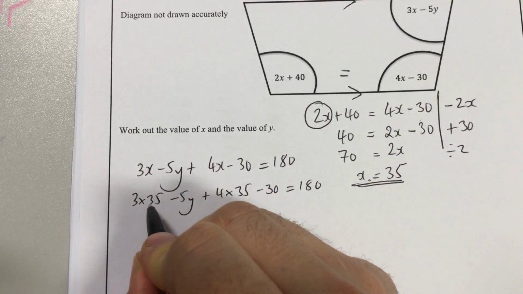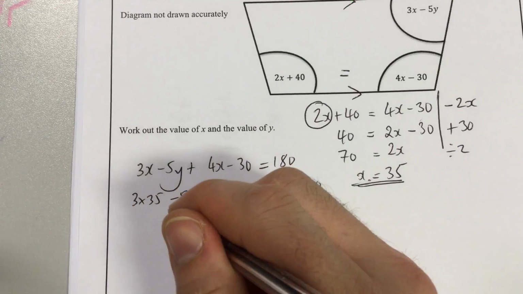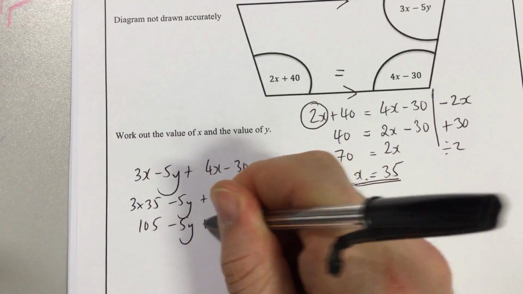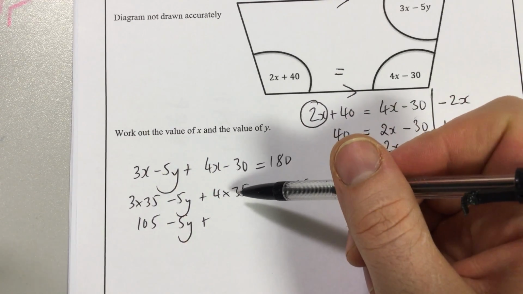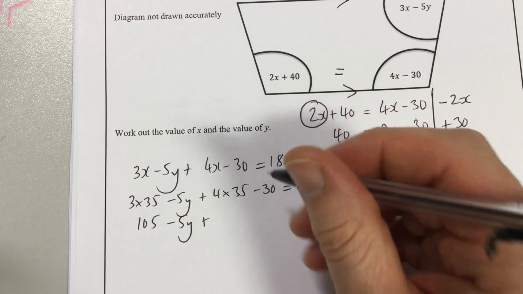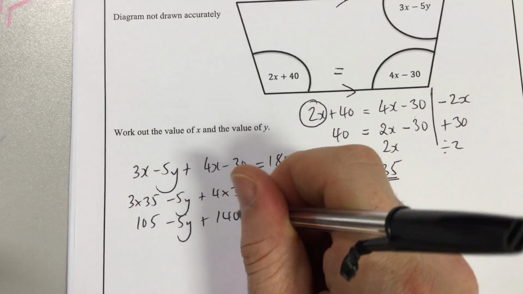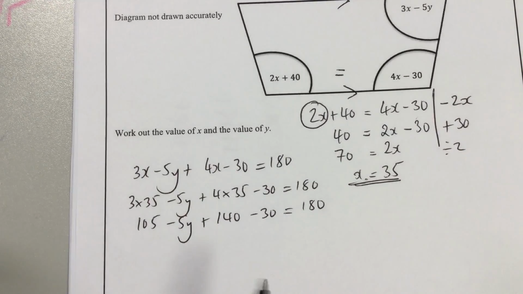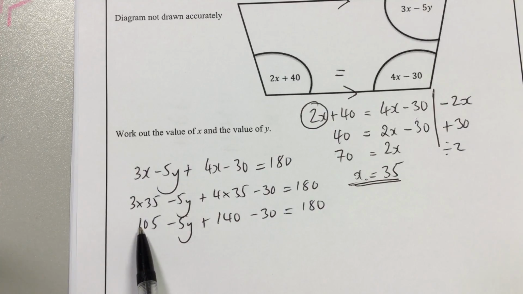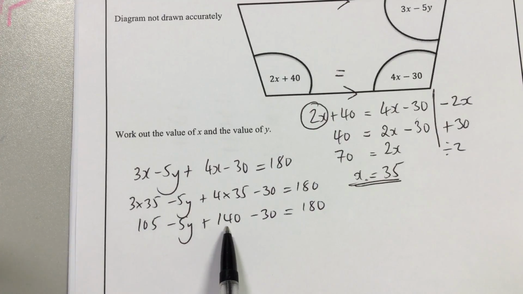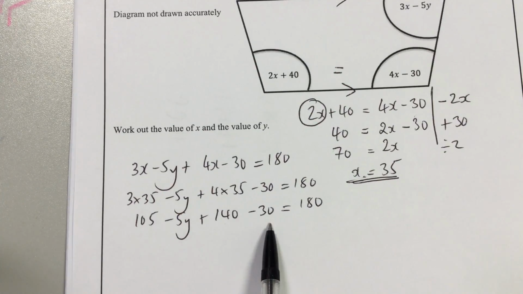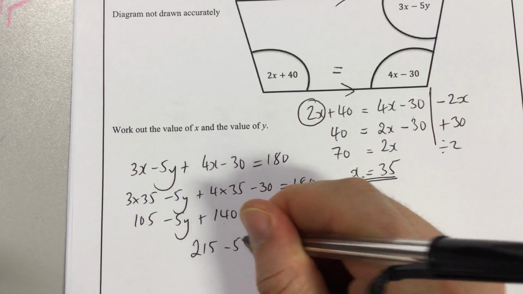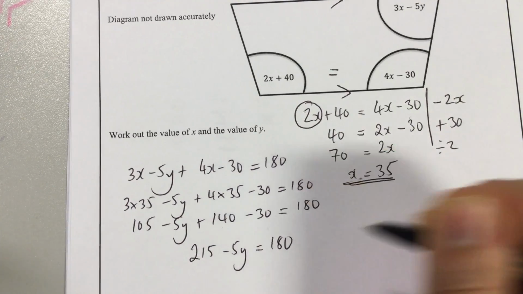Let's see what we've got. 3 times 30 is 90. 3 times 5 is 15, so that's 105. Take away 5y plus, when you times by 4, you can double it, then double it again. So double 35 is 70, double that again is 140. Minus 30 equals 180. All right, lots going on there, so I'm just going to collapse some stuff together. So 105 add 140 is 245. Take away 30 is 215. So 215 take away 5y equals 180.